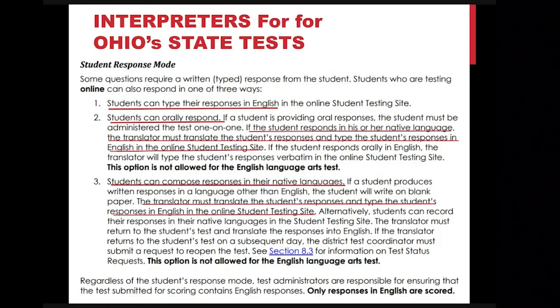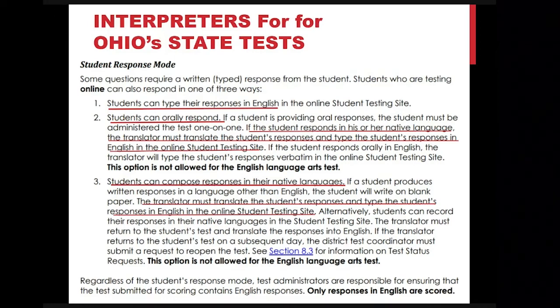Some questions require a written response from the student in the online student testing site. To be scored, the response must be in English. The student can respond in one of three ways. First, the student can respond in English on their own in the test portal. Second, they can respond orally. And third, they can respond in writing. So let's go over those a little more closely.